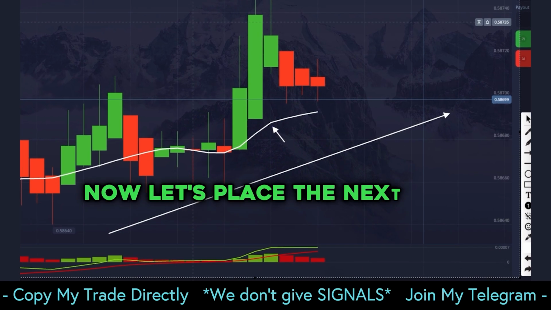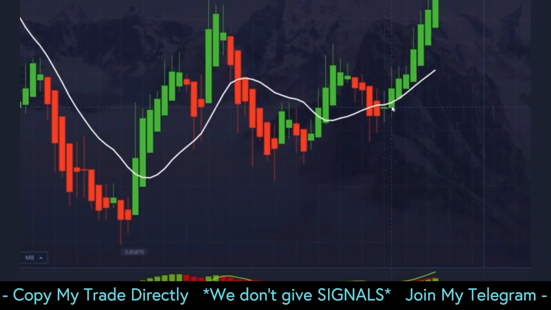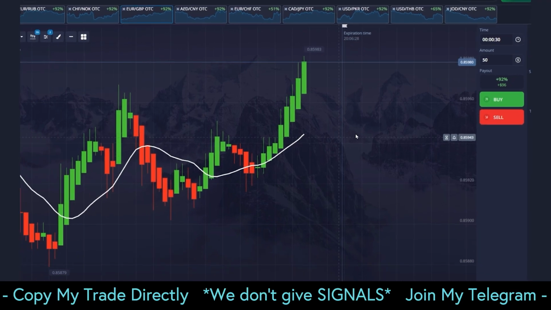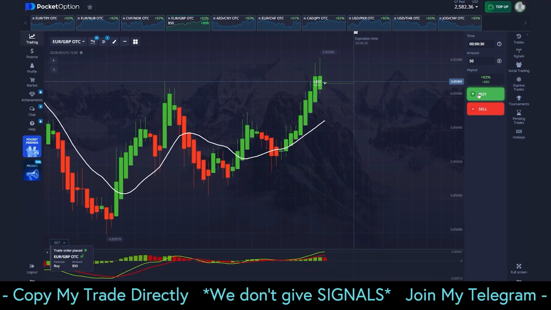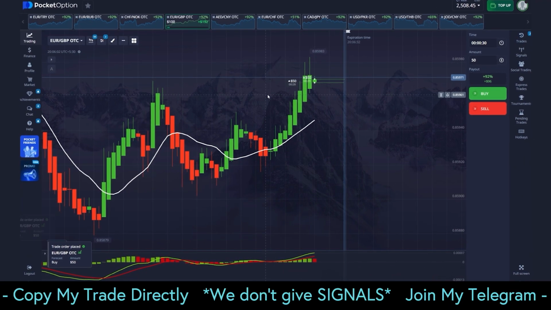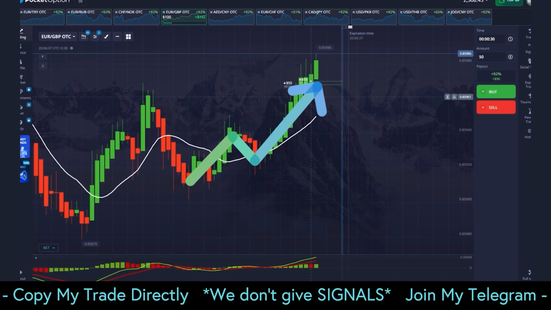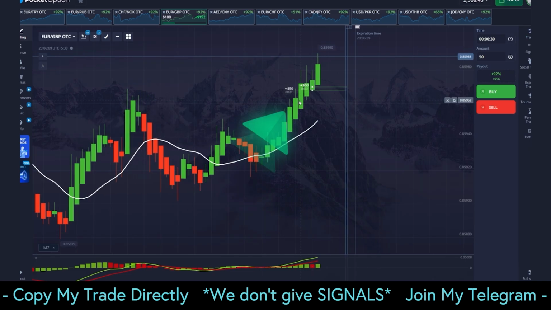So friends, now let's place the next trade. A great uptrend is formed on this chart, and all the confirmations here are telling us for up, so we also go for up here. Now friends, I will explain to you live what is happening. You can see that the candles are making an uptrend. There is a very good uptrend here.